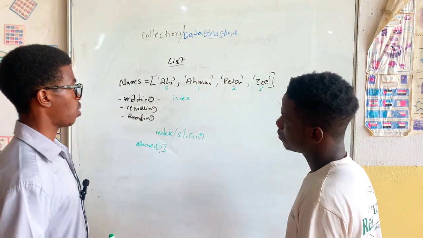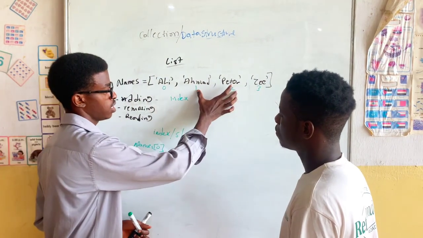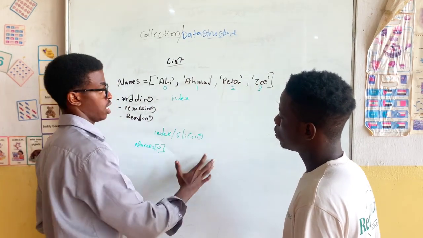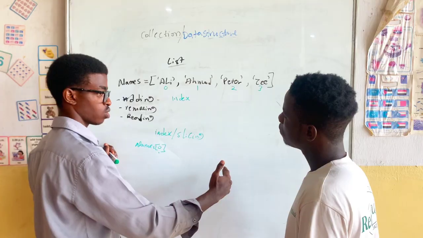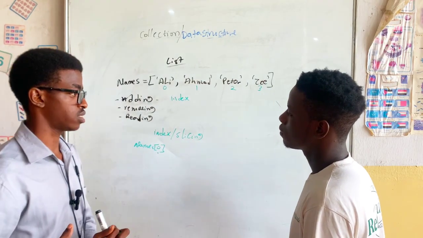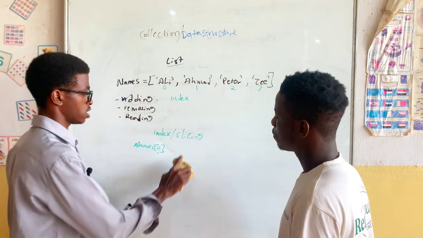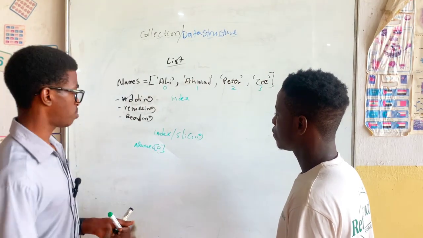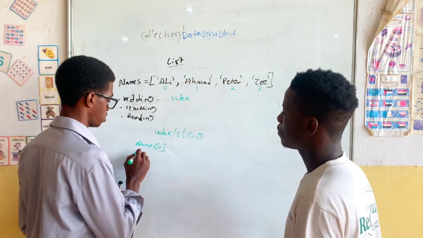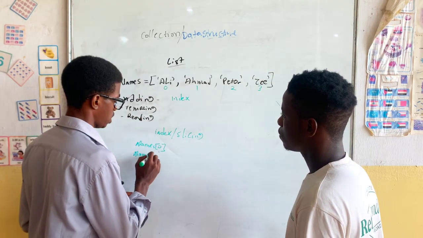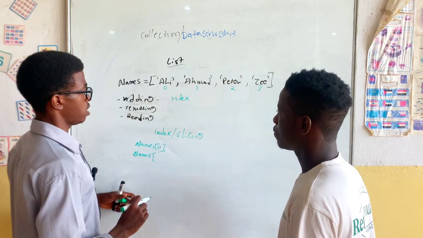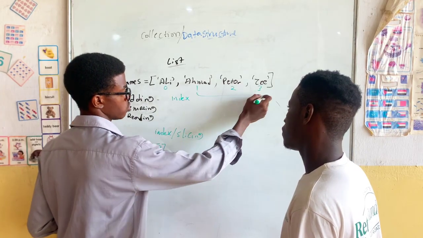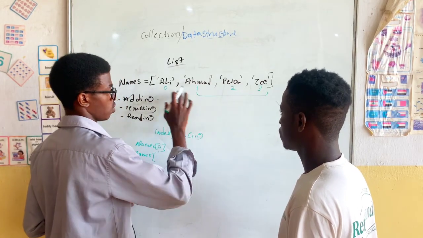So what if I want to access from Ahmad to Peter, or from Peter to Z, or from Ahmad to Z? Like I want to take some section of that collection, pull it out and see. How can we do that? That's what we call slicing. It's also a very simple way. You can just say names, then we put a square bracket, then we're going to start from Ahmad. I want to take from Ahmad to Z and bring them out without Ali.